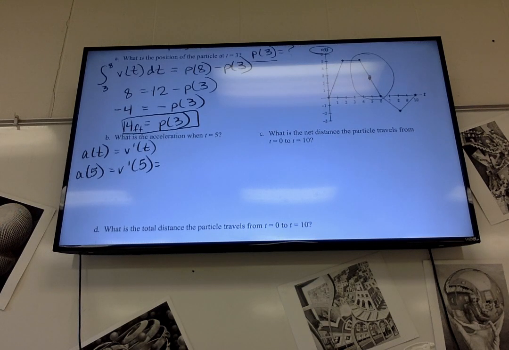We can do that by just taking two of those points, which are 4, 5 and 6, 0. We can do 0 minus 5, negative 5, over 6 minus 4, which is negative 5 over 2. So that's negative 5 over 2 feet per second squared.